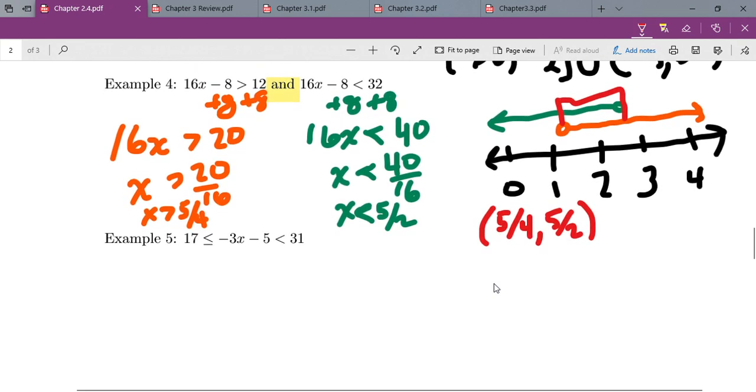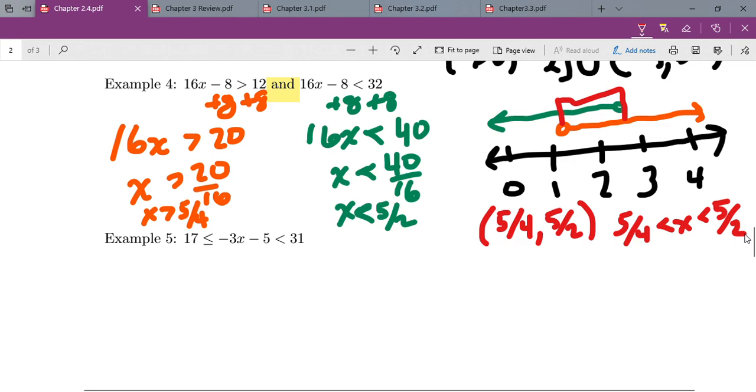Okay. Now if you wanted to rewrite it with your signs, you could write it with the word "and." You could say x is greater than 5 over 4 and x is less than 5 over 2. But if you wanted to write it as a double inequality, so to speak, you would say 5 over 4 is less than x is less than 5 over 2.